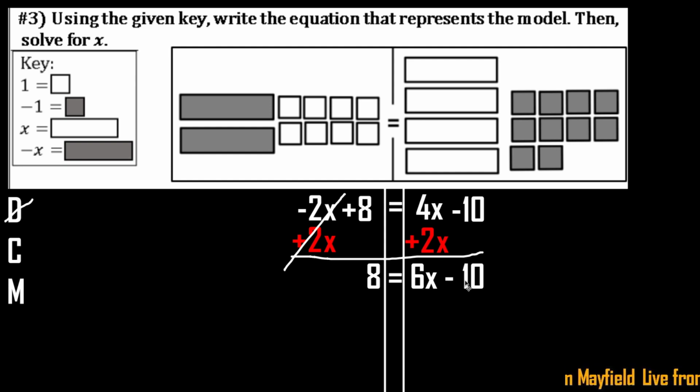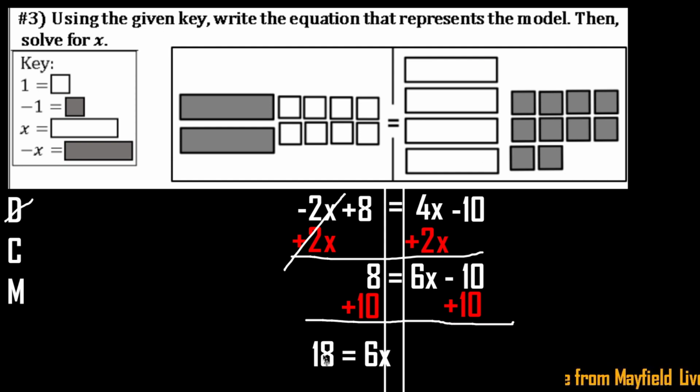And so we have to get rid of this -10. So what would be the opposite of that -10? Well, that's going to be a +10, so we add 10 to both sides. And so what do you end up with? Very simply, we're going to have 18 equals 6x.